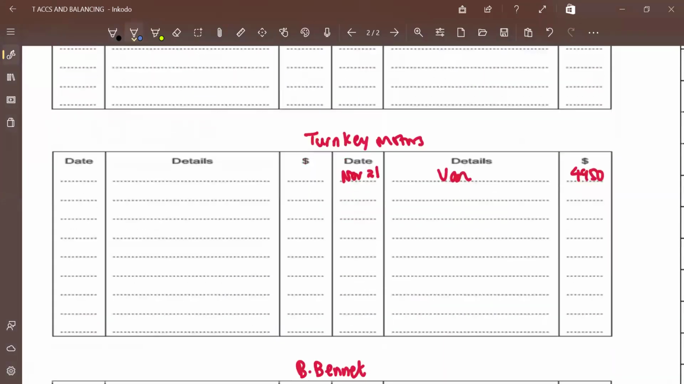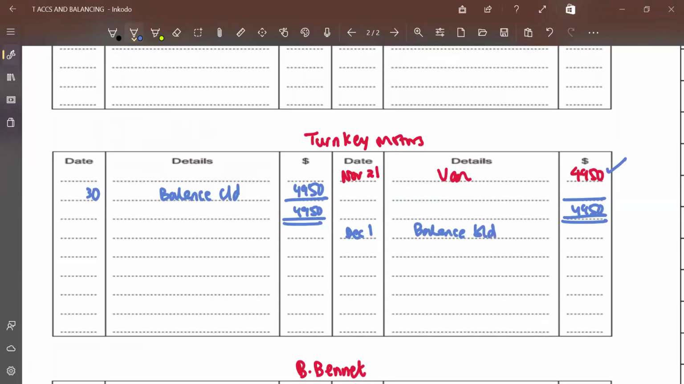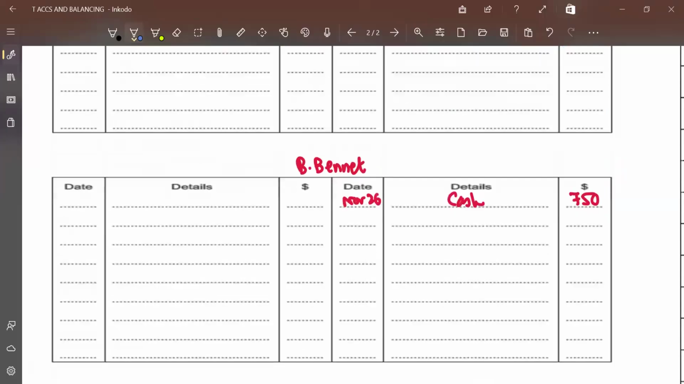Then you have Turnkey Motors. You owe Turnkey Motors. Why? Because you bought a van from Turnkey Motors on credit. It's a liability on you, and liabilities' balances are carried forward, brought forward. Please make sure that you write balance CD on the last day of the month. The amount is 4950. That is December 1st. The balance brought forward in the next month is 4950. This means you still owe Turnkey Motors 4950 in December.